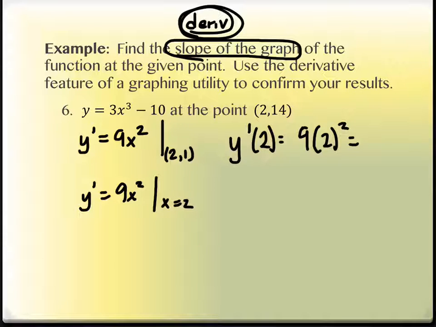So 2 squared would be 4, and 4 times 9 is 36. So 36 is actually the answer to our question. This confirms your results with the calculator. Let me show you what that means, because there are some pretty cool calculator tricks that you should be aware of.